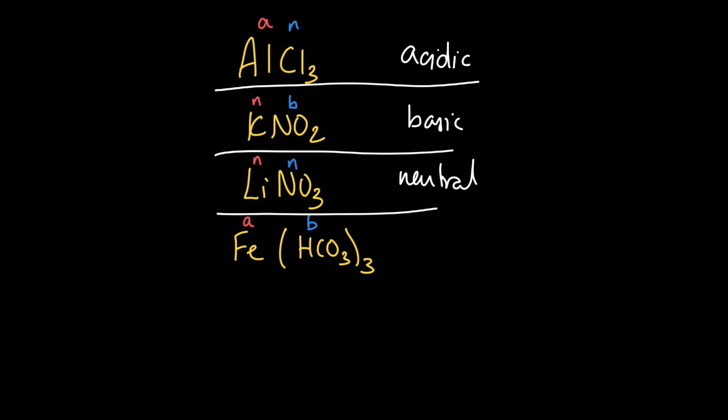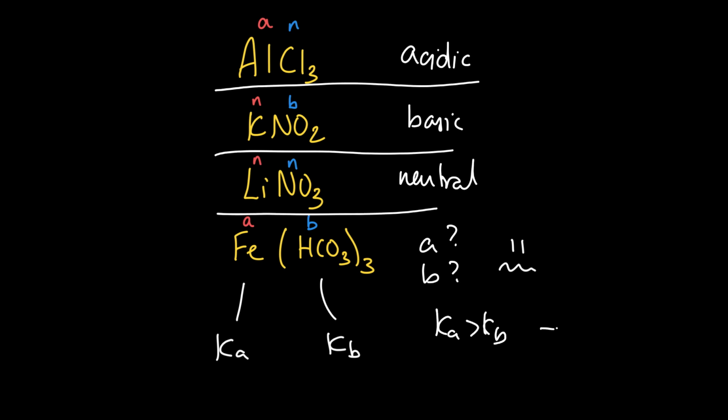And here's a tough one. Is it acidic from the iron or is it basic from the bicarbonate? It turns out that we are unable to determine. In fact, we'd have to compare the Ka of iron to the Kb of bicarbonate. And if Ka was bigger than Kb, then we would probably go ahead and assume it's going to be acidic. However, if Kb for the bicarbonate was bigger than Ka for the iron, we would probably consider this to be basic. At least that's probably the best guess we can form here. Did you get them? Nice job.